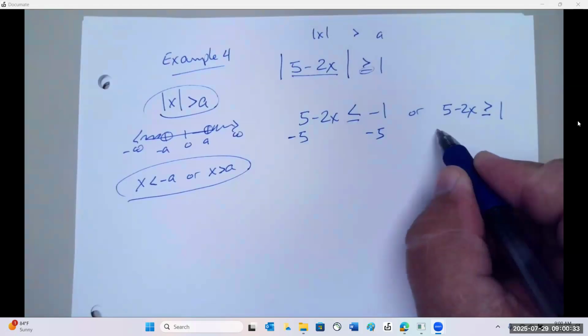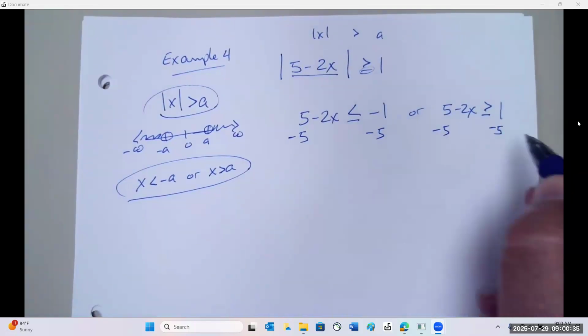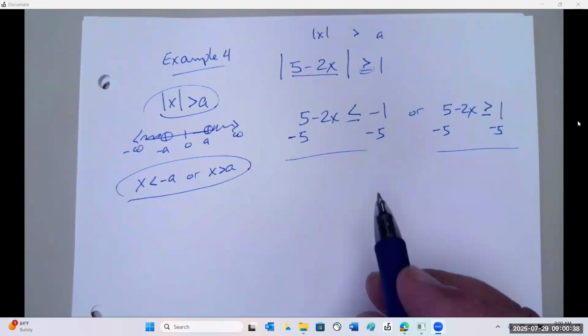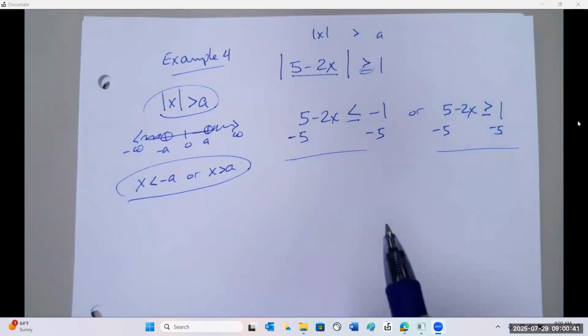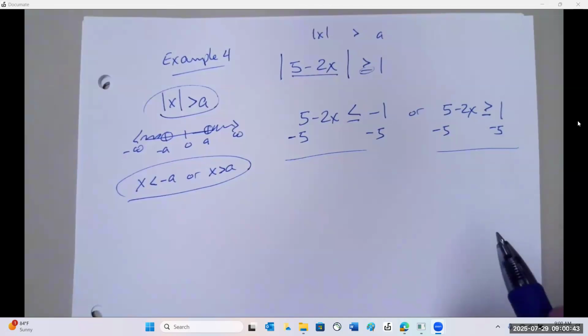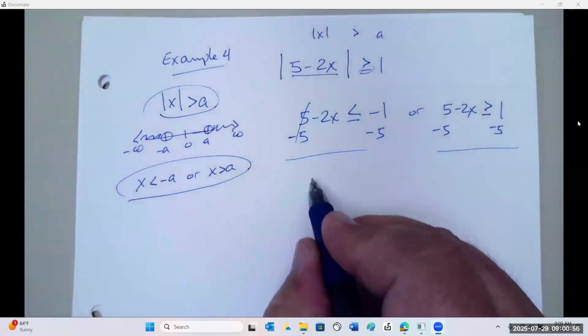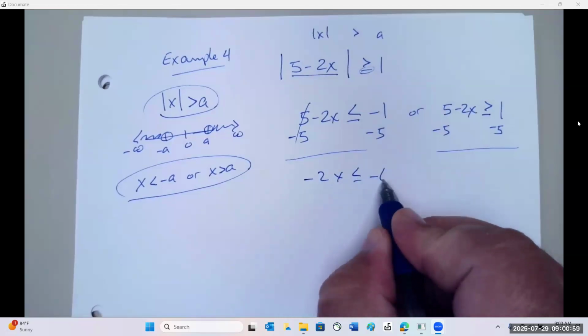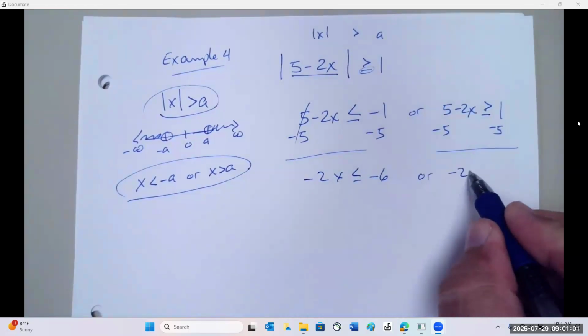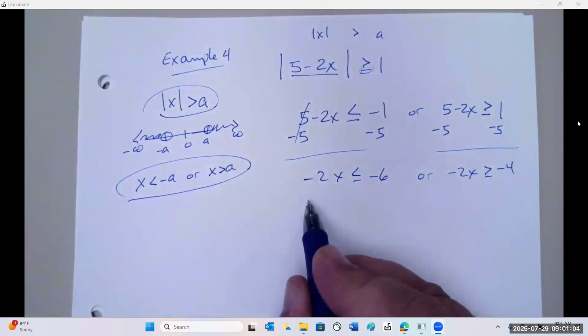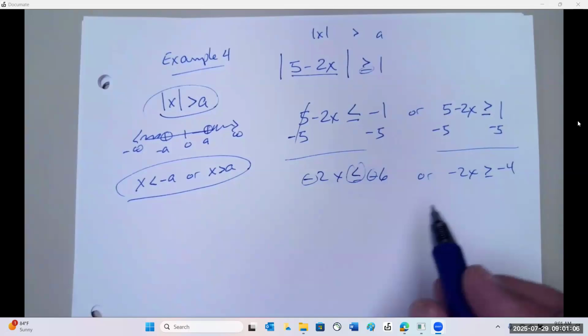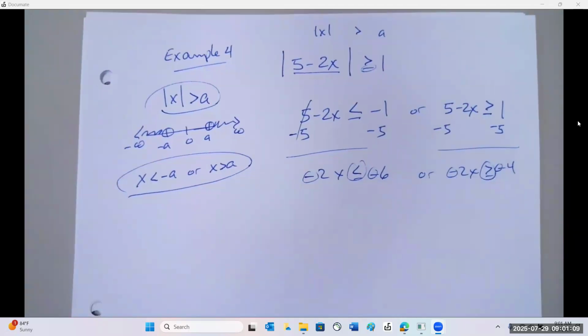Subtract 5. It looks like it. Is it? Oh, it is. Okay. And you guys still got it wrong. And we just did it. That's not good. So we have negative 2x is less than negative 6, or negative 2x is greater than negative 4. Change the signs, inequalities. Yeah, so you can follow the rest.